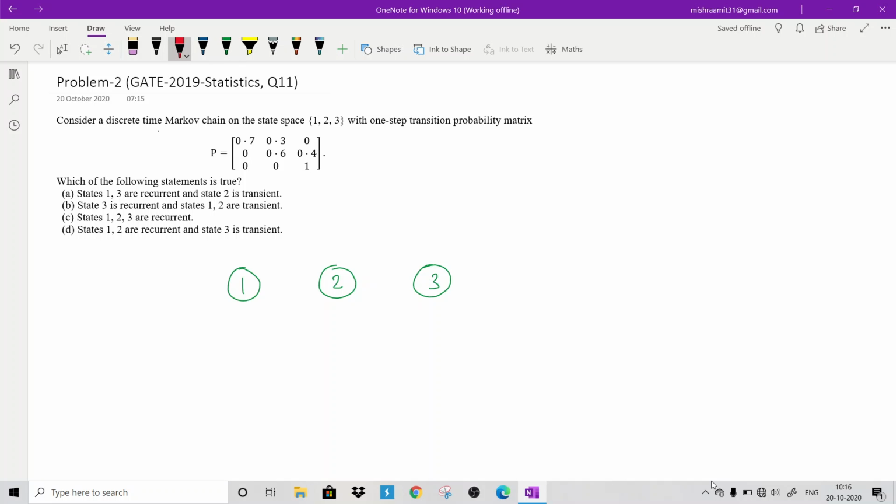From 1 to 1, there is a possibility with the probability 0.7. Then 1 to 2, there is a probability 0.3. So 1 to 1 is possible, 1 to 2 is possible, 1 to 3 is not possible. Then 2 to 1 is not possible, 2 to 2 is possible with probability 0.6. Then 2 to 3, it is possible to move with the probability 0.4. Then from 3 to 3, the only possibility is from 3 to 3.